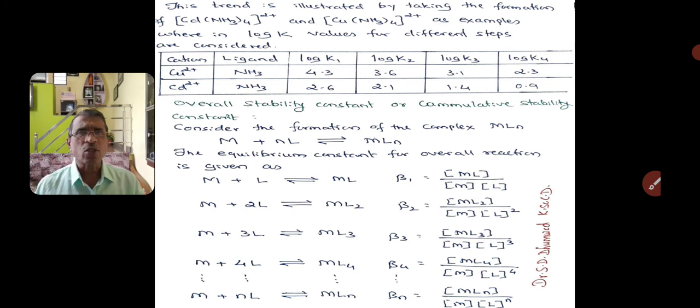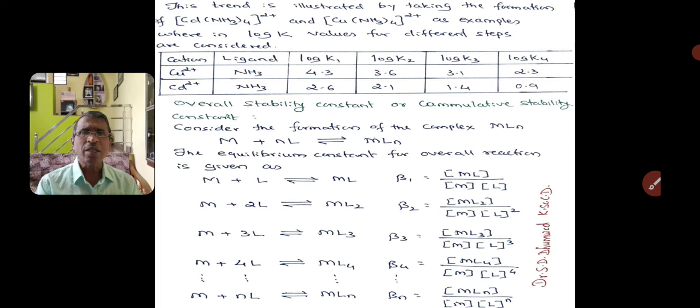Similarly, if you take the cadmium complex, Cd(NH3)4 2+ ion, here the log K1, K2, K3 and K4 values are 2.6, 2.1, 1.4 and 0.9. Now these values are known as stepwise stability constants.